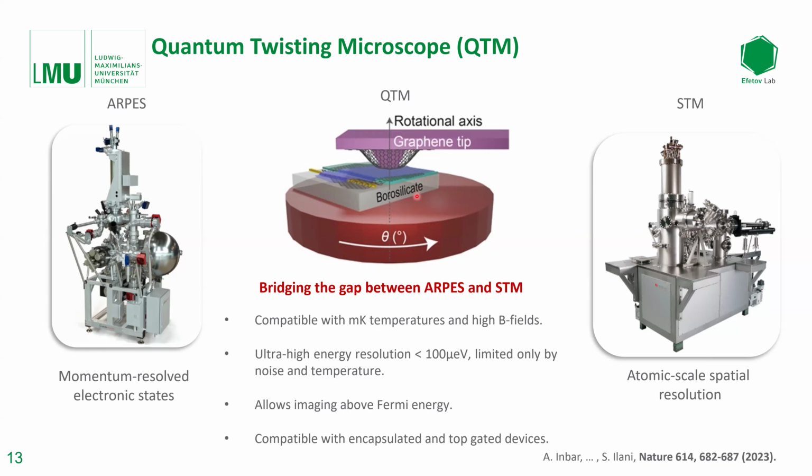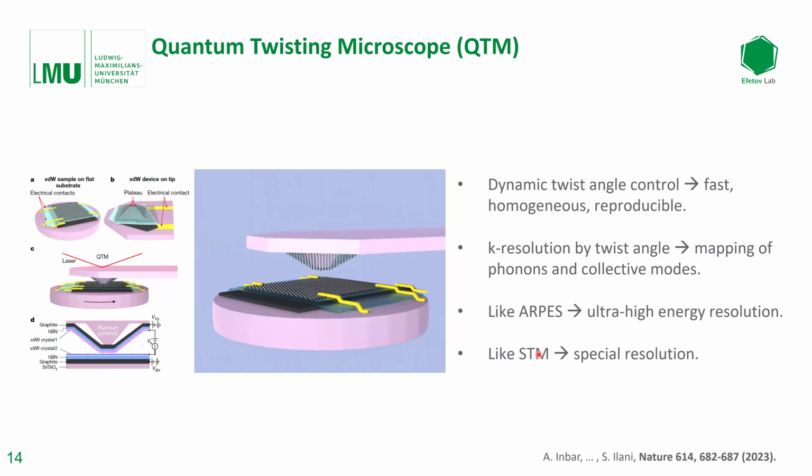And so this technique, unlike ARPES, for example, is quite compatible with millikelvin temperatures and high magnetic fields. It allows ultra high energy resolution because it relies on coherent electronic tunneling. It really is limited just by the quality of the interface, which we know in hBN graphene heterostructures is quite good, and by the electronic setup and the fridge temperature. Okay, so how does this technique work?